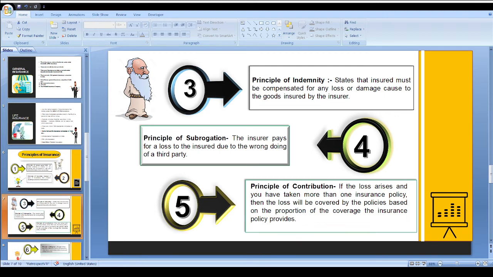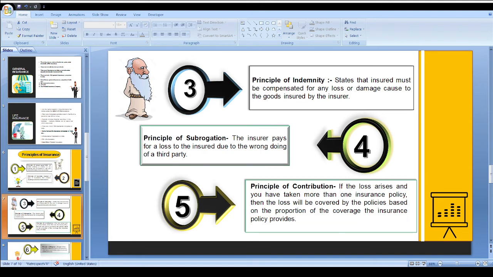Next is the principle of contribution. If a loss arises and you have taken more than one insurance policy, then the loss will be covered by the policies based on the proportion of coverage each policy provides. Let's say you have purchased a Bugatti Veyron car and contacted a general insurance company. That company says we cannot cover the whole car, but we can provide you insurance up to 60%. You contact another organization for the remaining 40%. So when any kind of loss occurs, both companies will pay you in contribution.